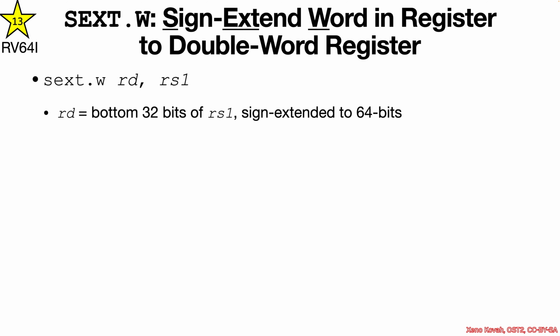And then there's the oh-so-conspicuous sext instruction. So sext.w specifically is sign extend word in register to double word register. So this is an RV64I instruction, and it is saying, hey, I want to treat RS1 as a 32-bit word register, and I want that sign extended and just placed into the D-word double word register destination.